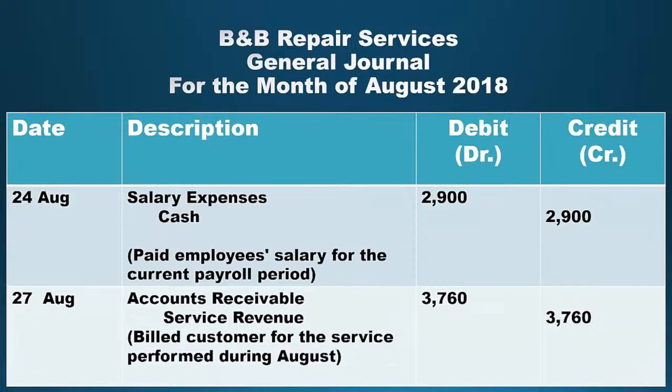August 27th, billing customers for services performed. Step 1. Review the journal entry. On August 27, the company billed customers $3,760 for services they performed during August. The customers haven't paid yet, so the amount is recorded as accounts receivable. The journal entry for this transaction was debit accounts receivable, $3,760. Credit service revenue, $3,760. This means we'll need to post to the accounts receivable ledger and the service revenue ledger.